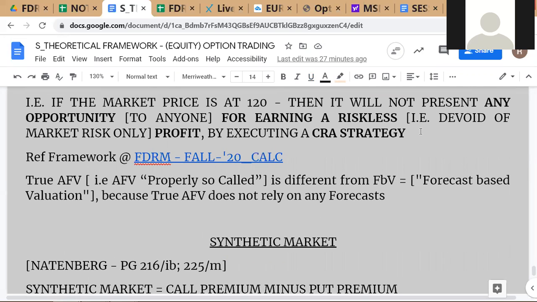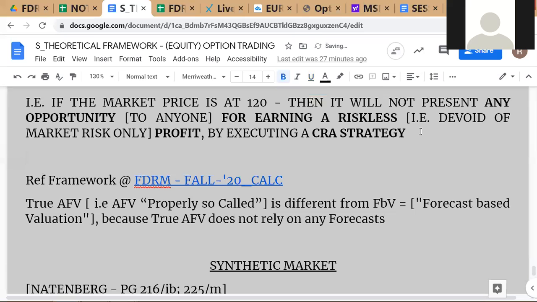Okay, so again, just to explain once more, what is meant by arbitrage free?